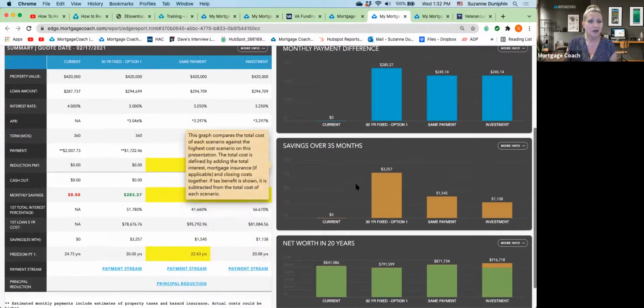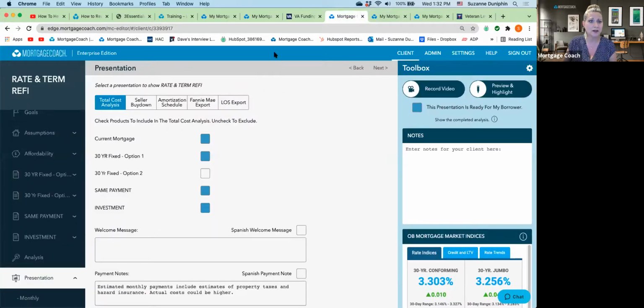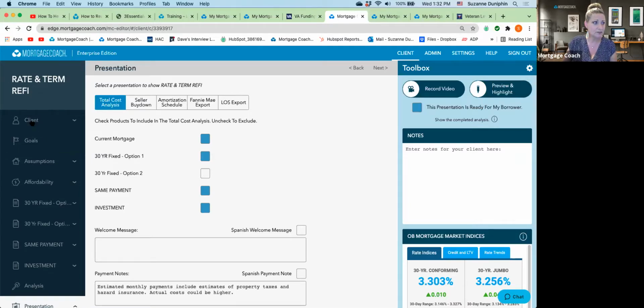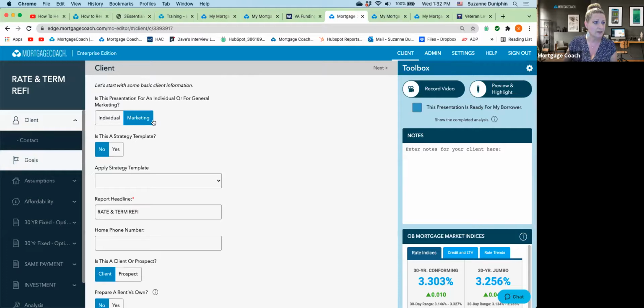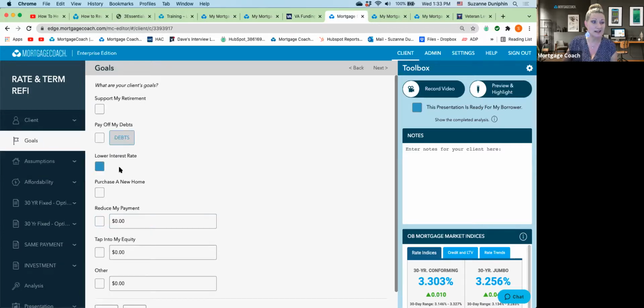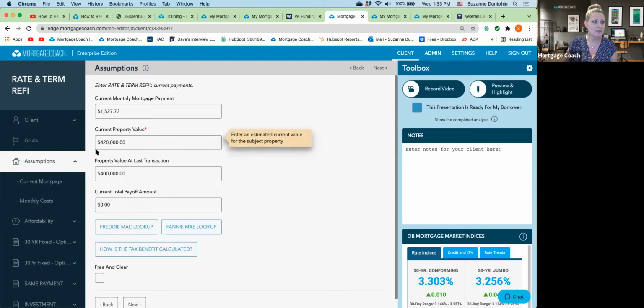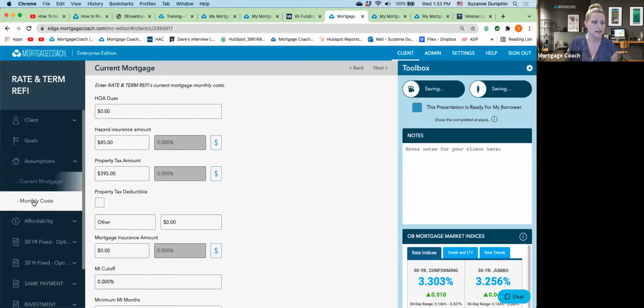All right, so this is a good rate and term refi reinvestment strategy, and I want to show you guys how to tackle this when you're building this in the advice engine. This is a screen that was pretty scary for me in the beginning. You're building your client information. This is just the first and last name. The goals page is where you're going to mark it as either a purchase or a refi. Super easy. Assumptions: the property value, the current mortgage information, and the monthly cost information on a refi.